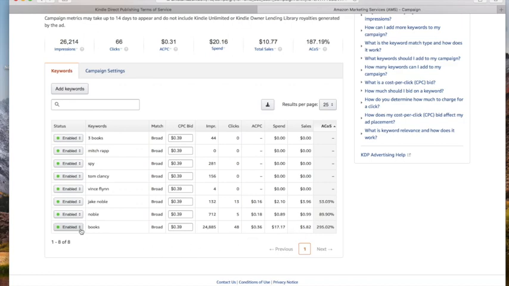All right, real simple fix here. Come over here, click that button, and hit pause. Right, now I'm no longer spending for books. Now you're going to need to monitor this, because it may just stop delivering altogether, and I expect that's what this is going to do. And if that's the case, that's okay, fine, whatever. I'll just turn this ad off completely, because again, I'm not making enough money on it.